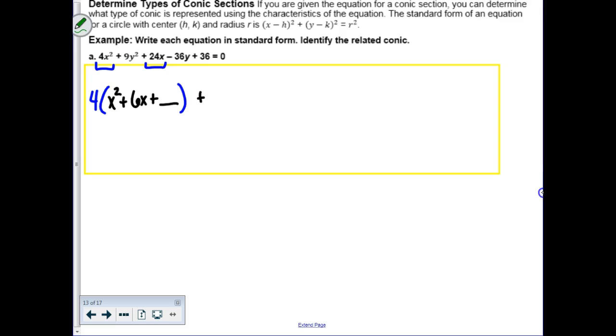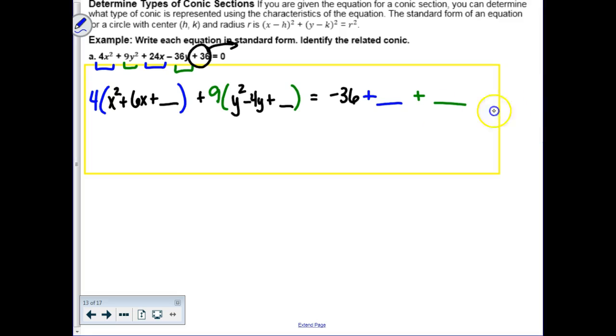You're going to do the same thing with the y's. But there's a 9 in front of the y squared, so you've got to factor the 9 out. So that's y squared minus 4y. You're going to complete the square. This 36 basically just needs to get out of the way, so I'm going to subtract it over here. But then remember, all the stuff you were adding, you have to add to the other side to balance it out.